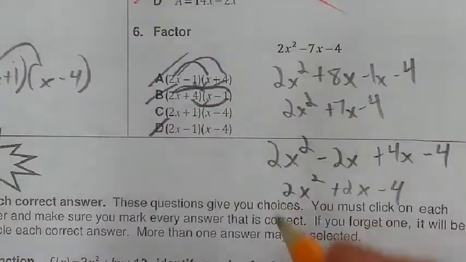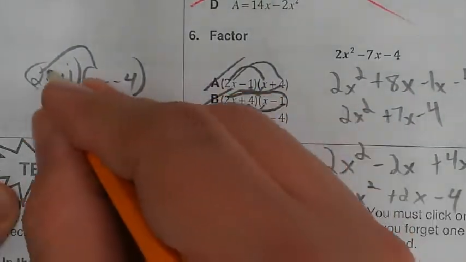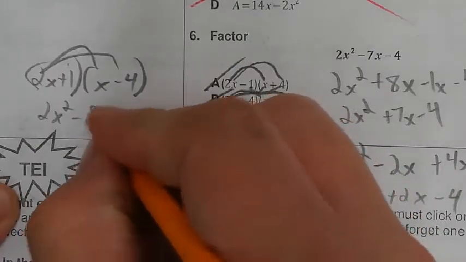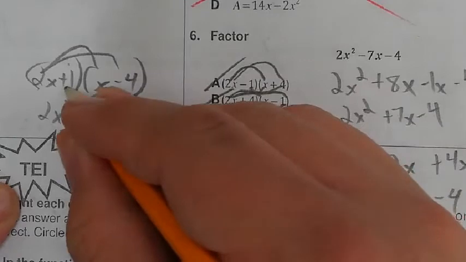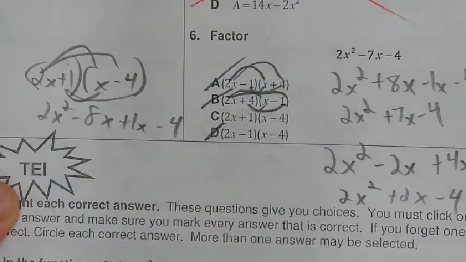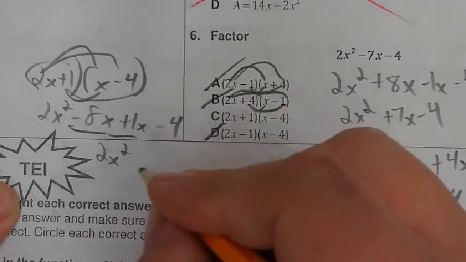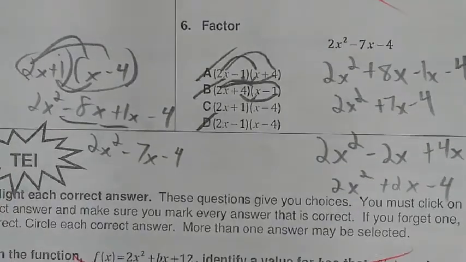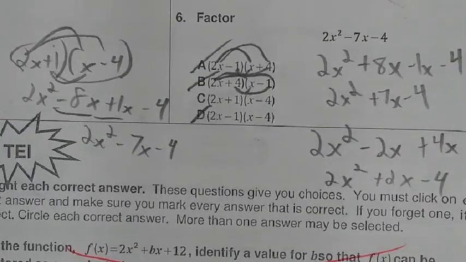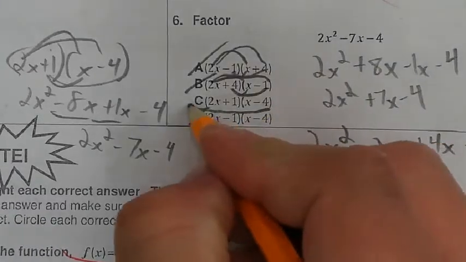So 2x plus 1, x minus 4. So 2x times x is 2x squared. 2x times negative 4 is negative 8x. 1 times x is 1x. Then 1 times negative 4 is negative 4. Once you combine like terms, that one does give you minus 7x, so that one's right. So 2x squared minus 7x minus 4. All right, so this is what I wanted to show you all. So yeah, problems like number 6, it's going to take you a very long time to work out because we didn't know the right answer until C.